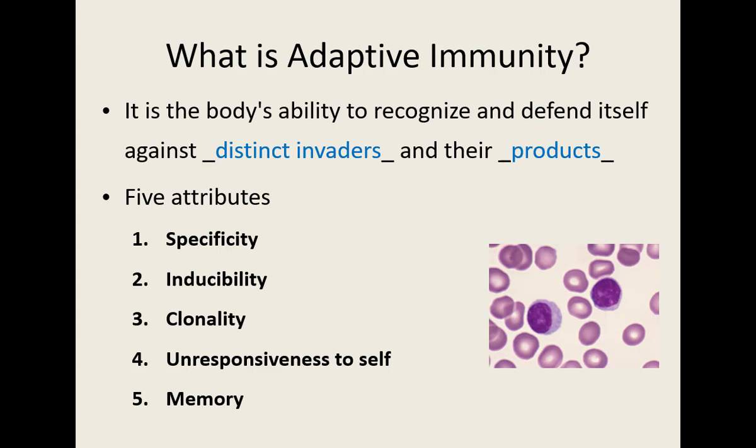So our adaptive immune cells stay dormant until they recognize the thing that they're supposed to recognize, whatever it might be. Then they become active. When that very specific invader gets in the body, it will activate or induce the cells of our immune system. And then once activated, it goes into what's known as clonality. So once activated, that T cell or that B cell starts to make clones of itself.